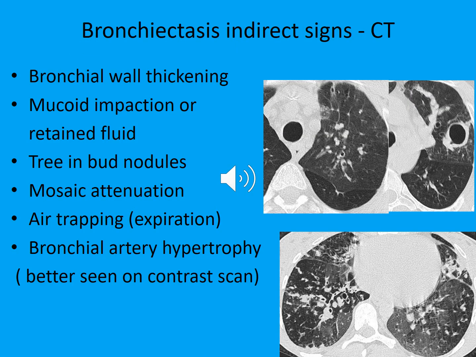Indirect signs of bronchiectasis on CT are bronchial wall thickening, mucoid impaction or retained fluid within bronchi, tree in bud nodules, mosaic attenuation or air trapping in expiration, and bronchial artery hypertrophy. This can be seen better on contrast scans.